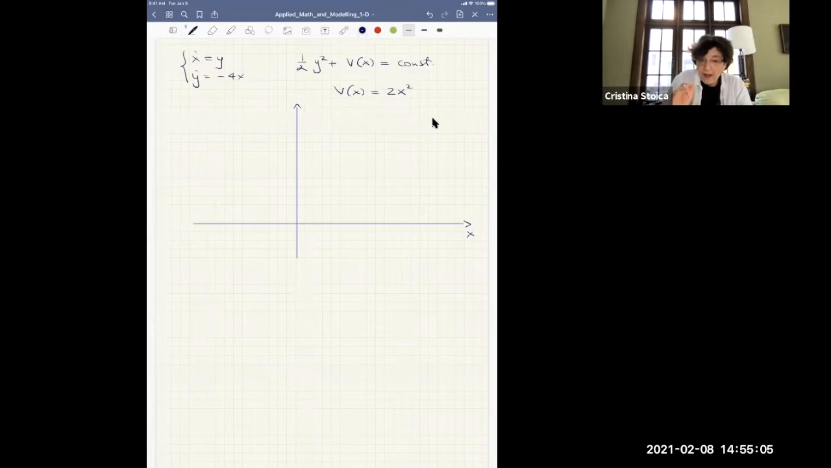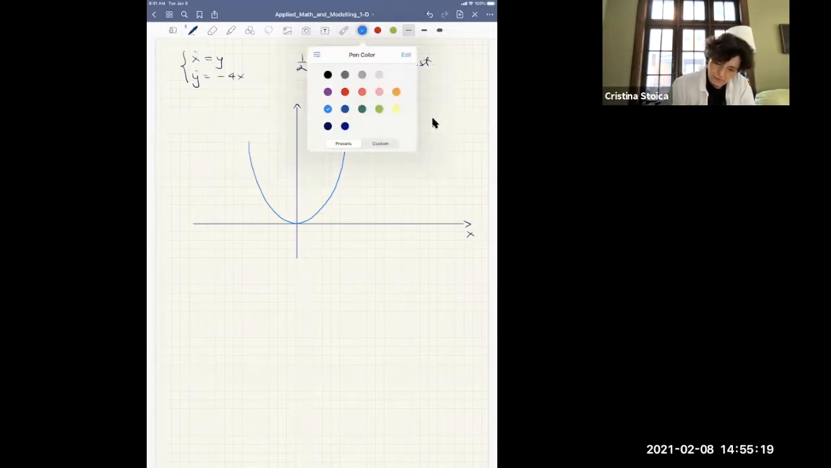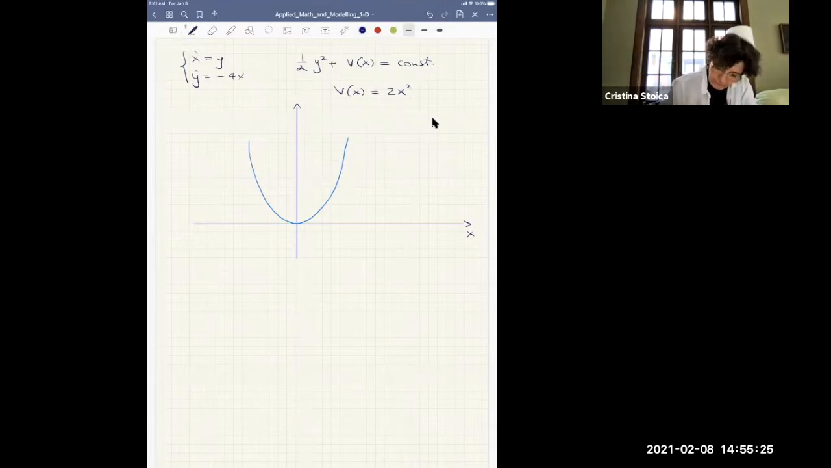Let's see. What I'm going to do now is draw V of x first. Here, I'm going to draw it here. So it's a parabola, yeah? Okay. So V of x, and then, as I was saying, depending on the level of this constant, let's call it E, I will have some x's or no x's, if you want. So this is V of x equals 2x squared.